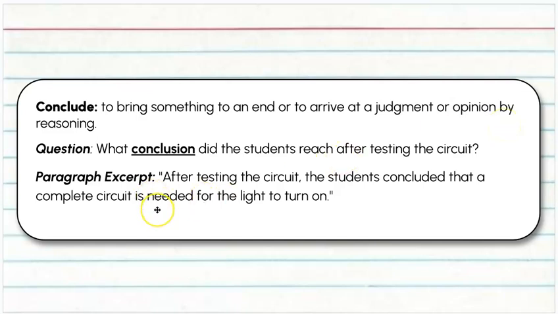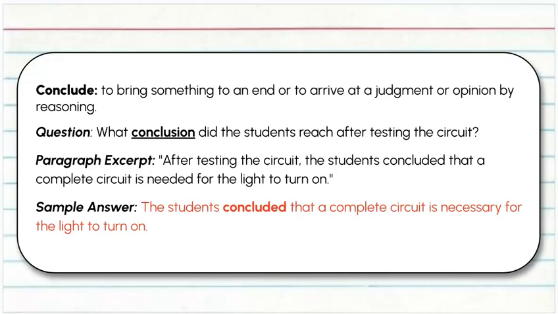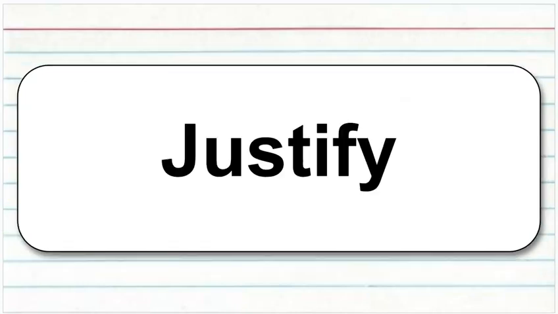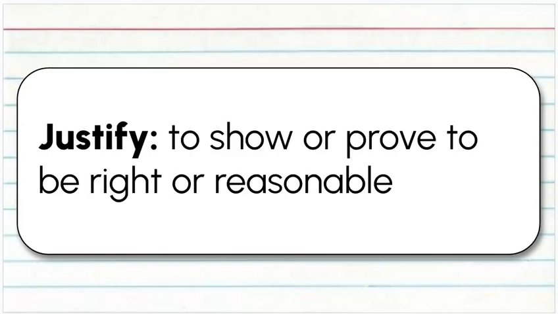In the text, we said, after testing the circuit, the students concluded that a complete circuit is needed for the light to turn on. Well, can you figure out how to answer the question? We could say the students concluded that a complete circuit is necessary to turn the light on, because that's what it told us in the text. And our last word for this lesson is justify. Justify means to show or prove to be right or reasonable.